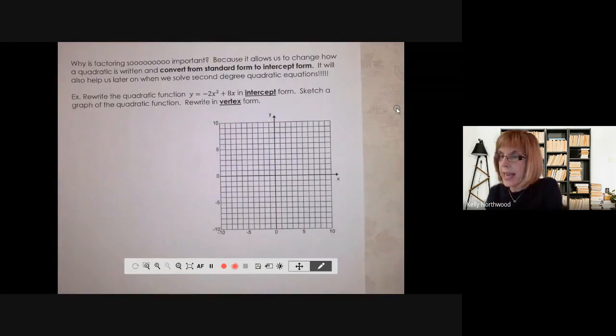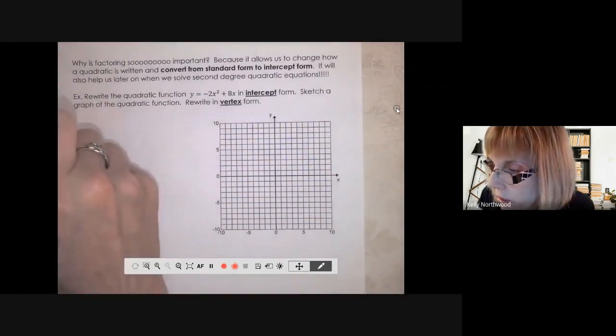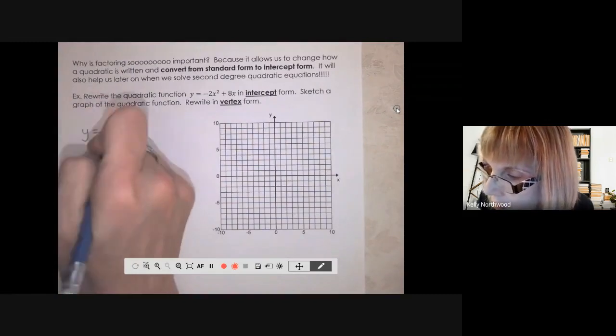Well, for grade 10, it's because it allows us to change how a quadratic is written and convert it from standard form to intercept form. It will also help us later on when we solve second-degree quadratic equations. So that will be next time I see you guys. That week will pretty much be devoted to solving quadratic equations. But for this week, it's really important for changing from what we would call standard form here.